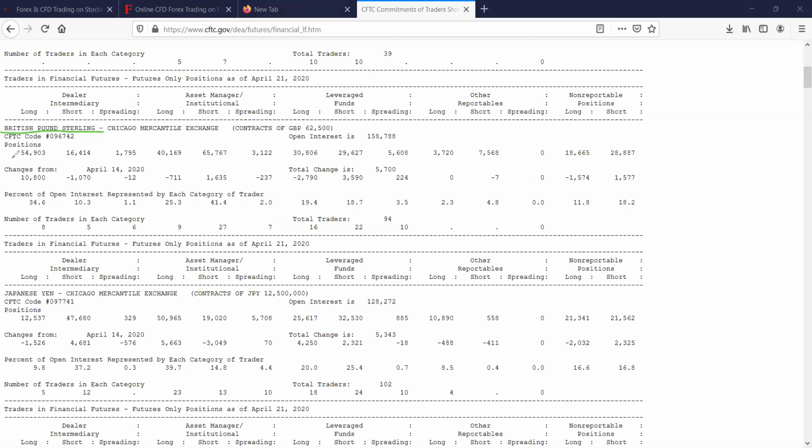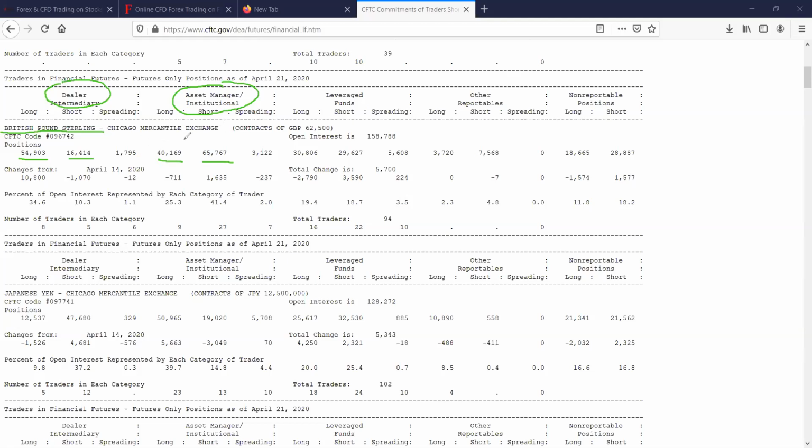And I have dealer intermediary positions here. I've got asset management positions here. As far as dealer intermediary positions, we have got 52,000 long position holders, and we've got 16,000 short position holders. Then on the asset managers, we have got 40,000 against 65,000 in the short position. So these positions are actually changing.